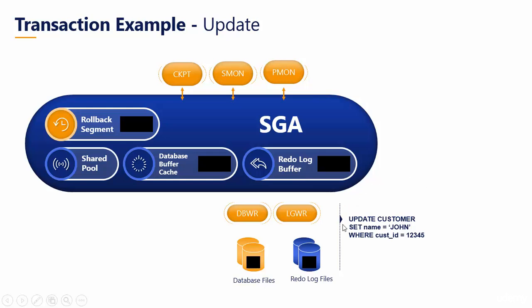Here, a user is executing an update statement. He is executing update customer set name equal to John, where customer ID equal to 12345. Now let's see what happens whenever this SQL statement is executed.